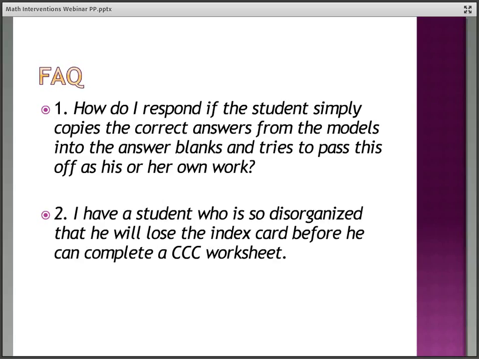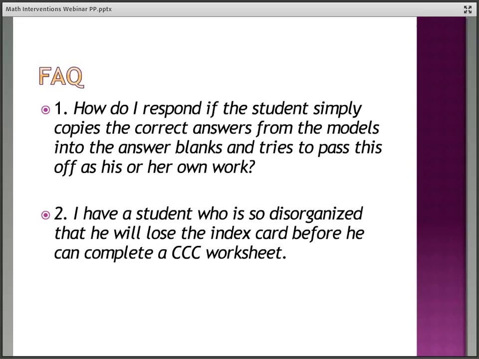What if I have someone who's so disorganized that they lose the index card or et cetera before they can complete the worksheet? There's lots of different ways to do it. Like you saw in the video, she used a separate piece of paper for every problem. You don't need to do that. You really don't even have to use the index card. You can put the problems on one side of the paper and have the student fold the paper in half. So then when they flip the paper over, they can work the problem and then open it up to compare. So you could do it with just one piece of paper.